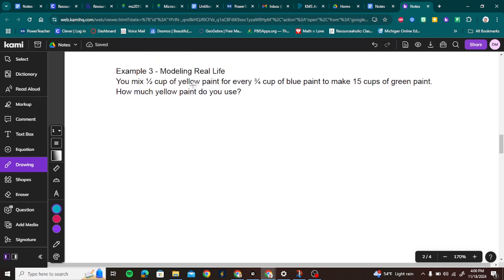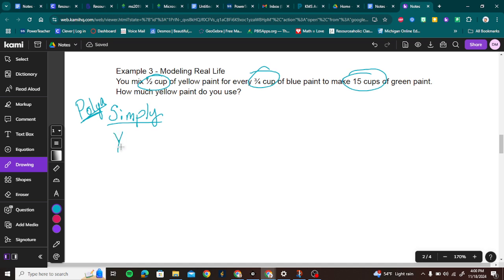How much yellow paint, 1/2 cup of yellow for every 3/4 cup of blue paint, to make 15 cups of green paint? So how much yellow paint did you use? First of all, we need to recognize that you're not getting 15 cups of green paint from a 1/2 cup of yellow paint and a 3/4 cup of blue paint. So that's a ratio. Secondly, I want to make sure that we understand the problem. So I'm going to make the problem simpler first. This is one of Polya's little tricks: we can simplify the problem, do something that we understand.